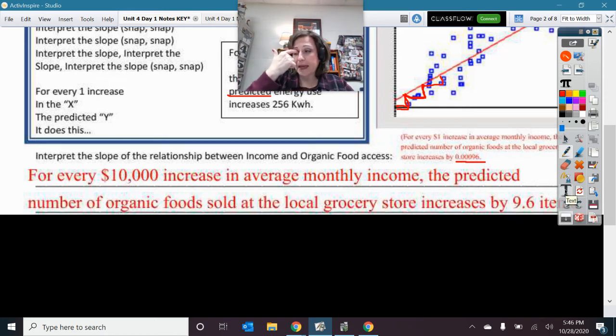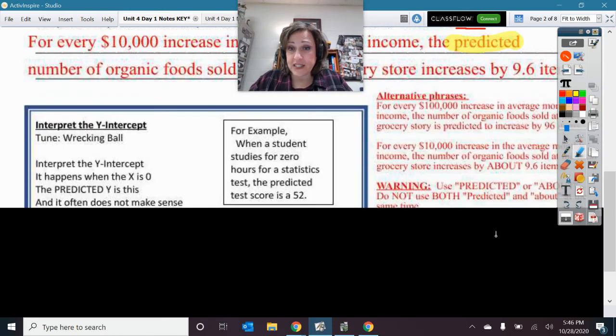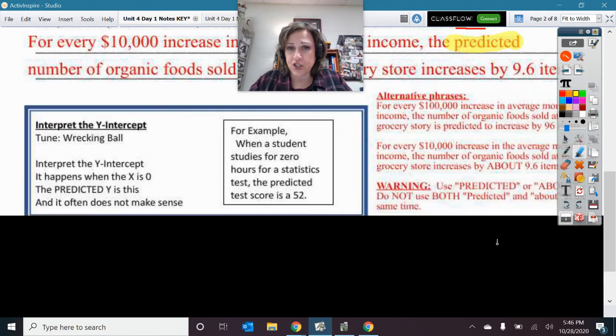And it's okay to say 9.6 items only because we said the predicted. So that means it's not actually what's happening, but that's what is approximately going to happen. Now, here is another way you could say something similar to this.